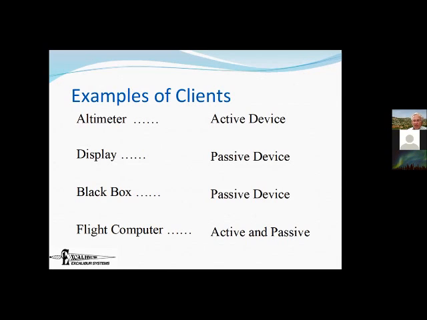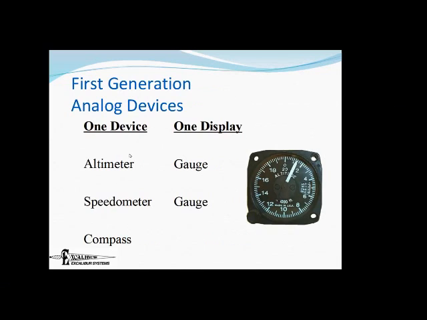A display in a cockpit gets the data from the altimeter, potentially, and displays it, so it's a receiver or a passive device. Black box people are familiar with, too much the last year or two. That's, again, a passive device. All it does is record data. And a flight computer will do both. Sometimes it'll get, sometimes it'll send. So that's just to give you an idea of who are the clients for Avionics buses.